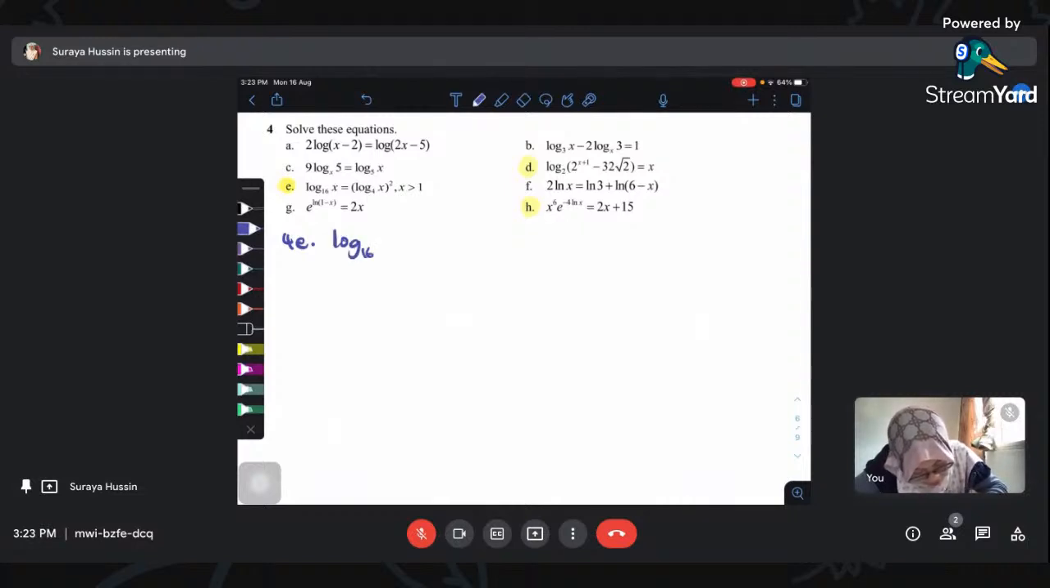Log 16x is equal to log base 4x in bracket squared, di mana x, dia nak jawapan yang di mana x melebihi 1 sahaja. Ni jawapan dia, ni condition dia tau. This is the condition. So you gotta follow its condition.